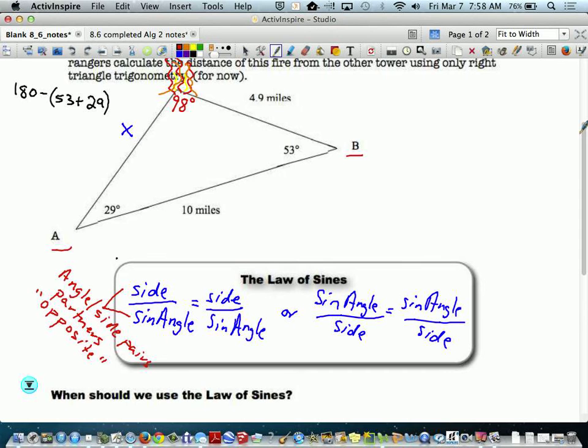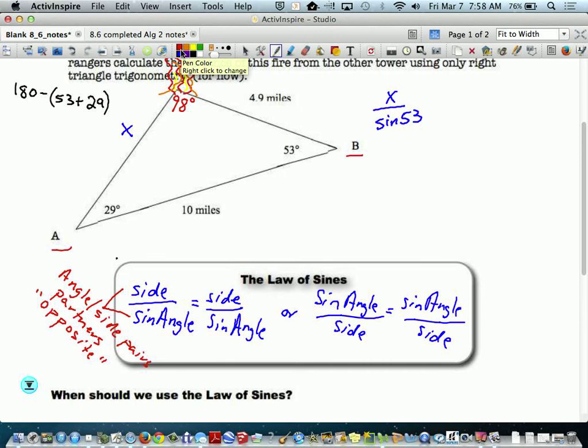If I want to find side x, what is its partner angle? It's touching 29 and it's touching 98. X touches those two angles. So the one angle it doesn't touch is 53. So we're going to write x over the sine of its partner angle. So you put those two in there. The second part, you can pick whatever you want. So I'm just going to use the 29.